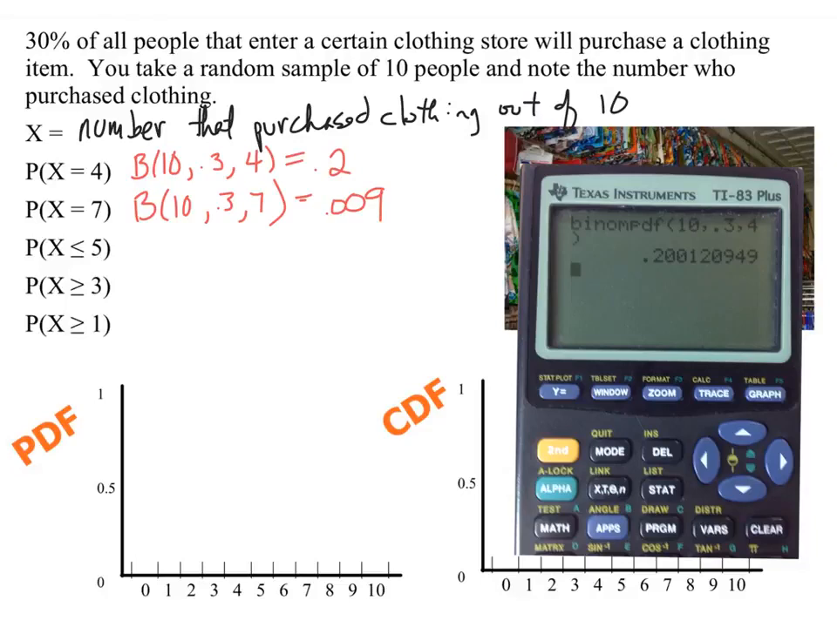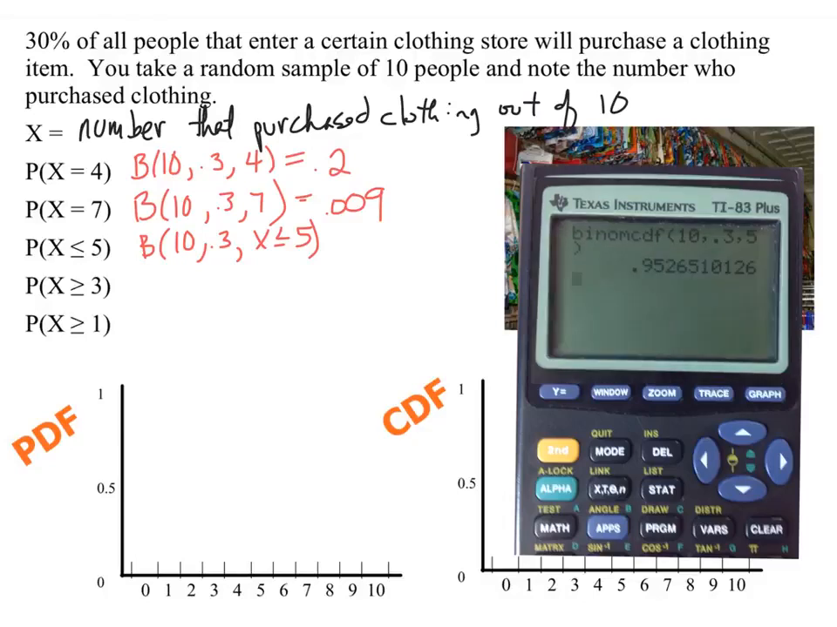Now, the probability that x is less than or equal to 5. So now it's a binomial, 10, 0.3, and I like to actually say here, x is less than or equal to 5. Let me show you, first of all, we could find the probability of 0, 1, 2, 3, 4, and 5 and add them together, but we do have a nice other setting we can use on our calculator to figure this out.